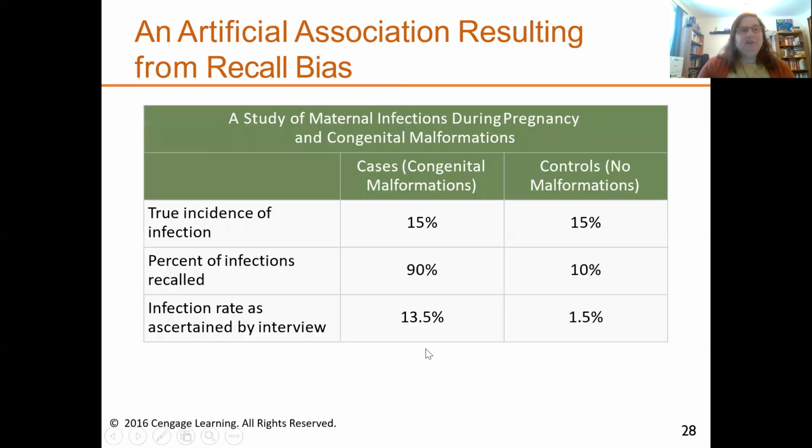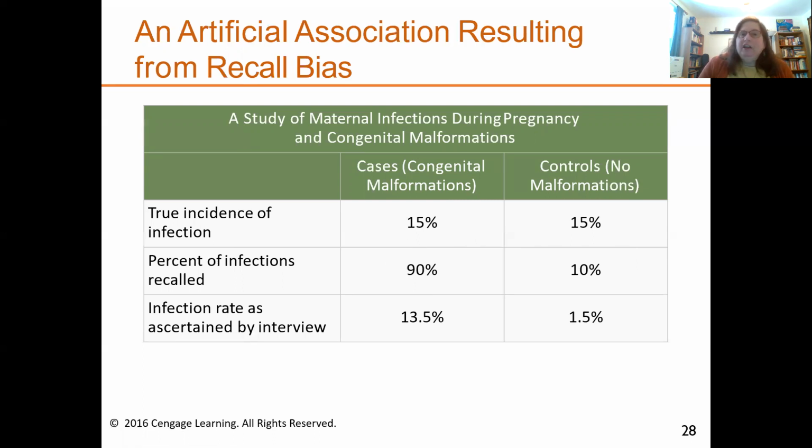So this is a great example. This is a study of maternal infections during pregnancy and congenital malformations. Here's our cases, congenital malformations, and controls, no malformations. The true incidence of infection was 15% in both groups. But of the cases, those who experienced the congenital malformation, 90% recalled the infection, whereas for the controls, only 10% recalled the infection.